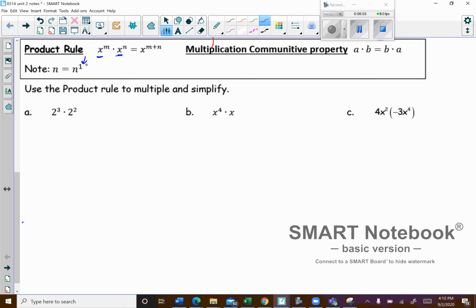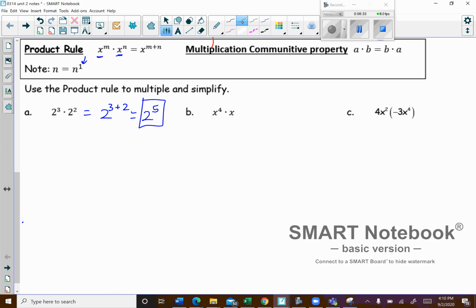Starting with part a right here, it says 2 to the third power times 2 to the second power. Using the product rule, what we're supposed to do here is add those exponents together. So this would become 2 to the power of 3 plus 2, which becomes 2 to the power of 5. Do not do 2 times 2 and get a base of 4. That's not what's taking place here.